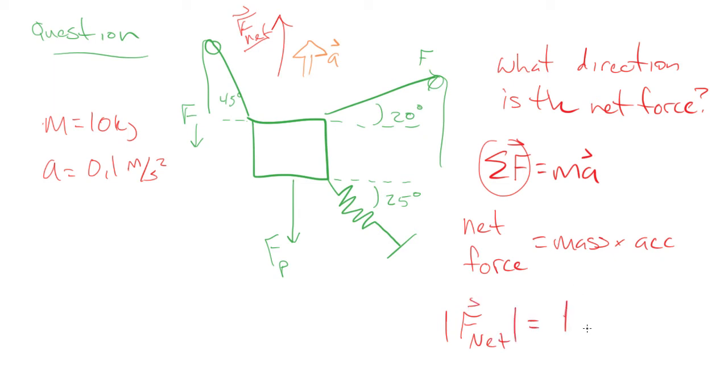One Newton, because F equals ma. It doesn't matter what each individual force is giving you. Who cares what angle they're at? It doesn't matter. If I know the acceleration, I know the mass, and I know the net force.